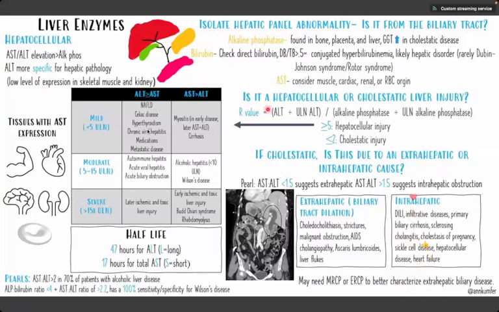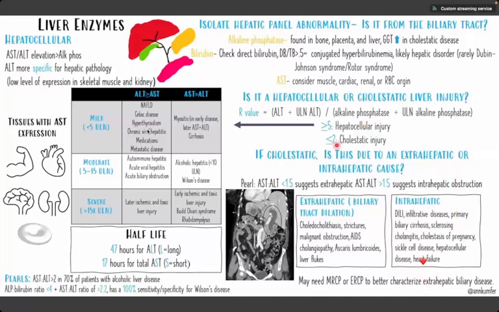Now, the R value is computed by taking your ALT, dividing it by the upper limit of ALT, and dividing that by the alk phos divided by the upper limit of alk phos, okay? And if your value is above 5, that speaks to hepatocellular liver injury. If it's below 2, it's cholestatic. If it's between 2 and 5, it's a mixed picture, okay?